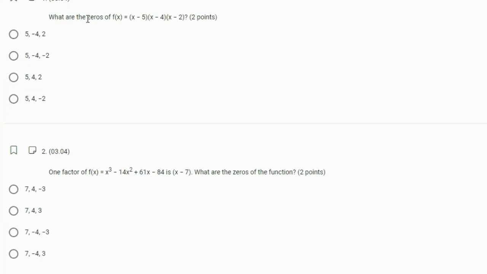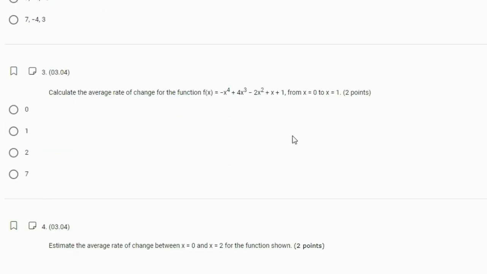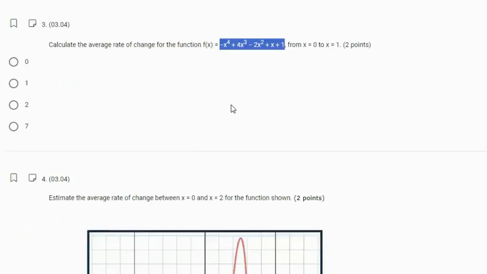What are the zeros? Oh, good. It gave it in factored form. That one's easy. One factor is x minus 7. What are the other ones? Oh, that's a flashback to polynomial division or Desmos. Hopefully they're real solutions you can get from Desmos. What's the average rate of change from 0 to 1? You can substitute 0 in and substitute 1 in, or you can graph that and look on the graph at 0 and 1.